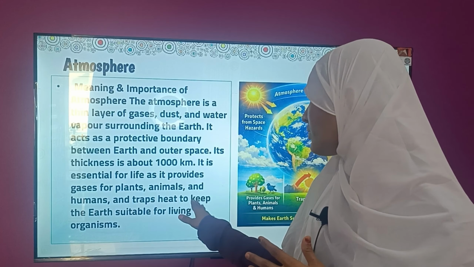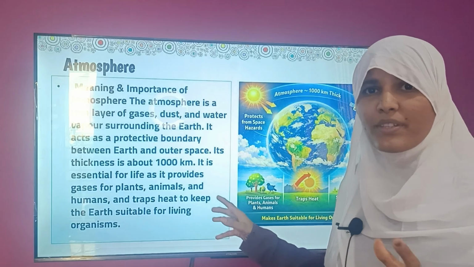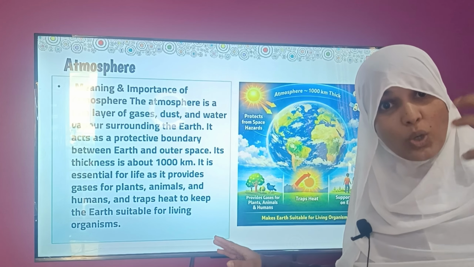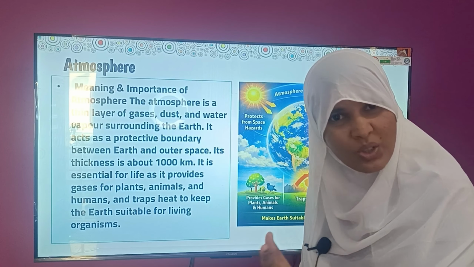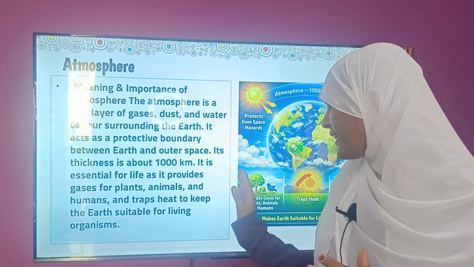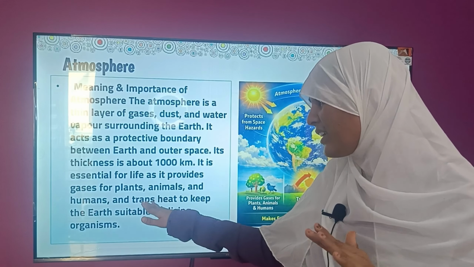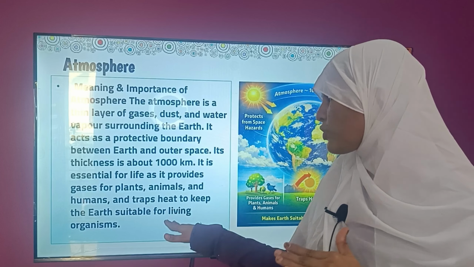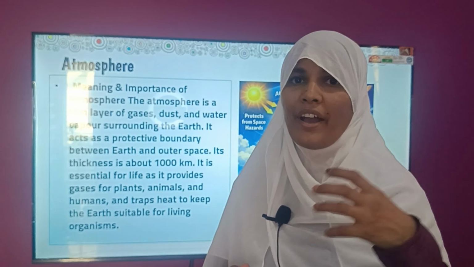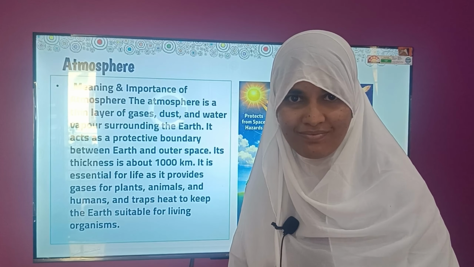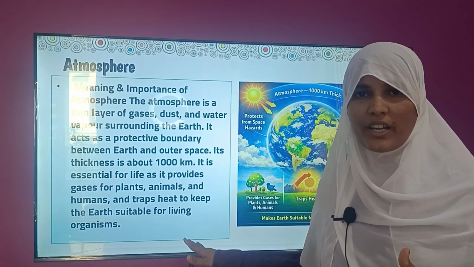See the next. It traps the heat to keep the earth suitable for living organisms. It keeps the earth neither too hot nor too cold. So it keeps the earth suitable for living organisms. It is a combination of an AC and a heater. And it makes the earth suitable for living organisms.